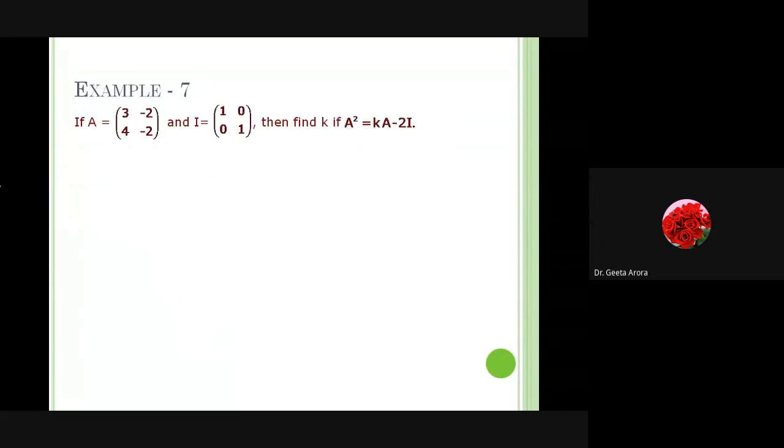Can you find it out? I think it's easy to cross through. Okay. Now let's see how many of you can do it with your pen and paper, and I will also do it along with you. Let's read it. A is given to us as a 2 cross 2 matrix. Identity matrix I is given, and what is given? We have to find out K if A square is equal to K into A minus 2I. Correct? So I am doing on the screen, and you have to do on your pen and paper, but I need a value from your side.